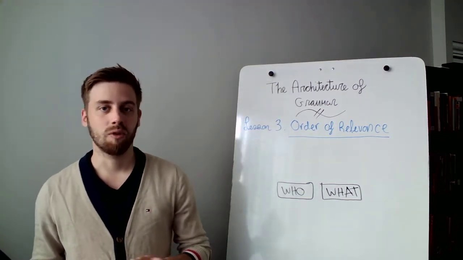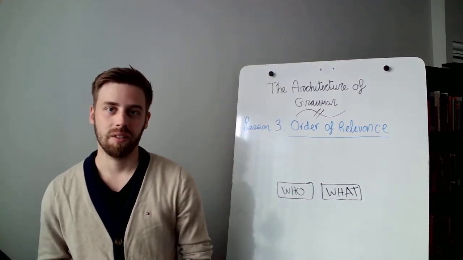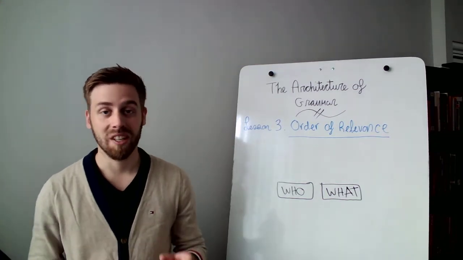Sentences show information blocks in order of relevance. This is lesson 3 in the architecture of grammar.